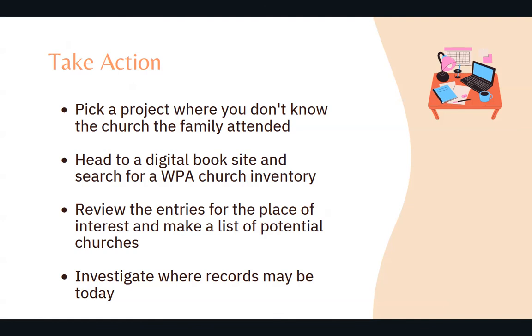Now it's time for you to take action. Think about a project you're currently working on where you haven't figured out the church the family belonged to. Then head over to one of the following sites for digital books: Google Books, Internet Archive, HathiTrust, or Family Search Digital Library. And I'll provide links to these below this video. Then search for an inventory of church records for the state of interest. Next, review the entries for the town of interest and make a list of potential churches.